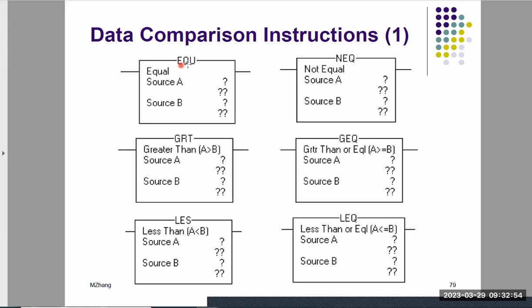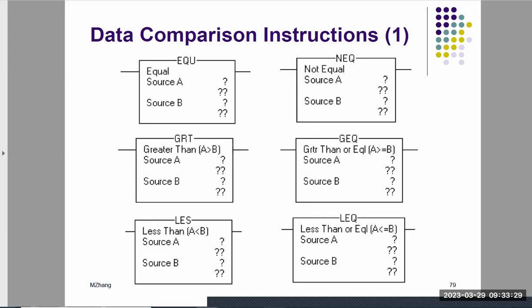So we can use EQU to represent equal. We are asking the PLC to check source A and B, between the 2 of them, if they are the same, or if they are not the same, not equal, or if A is greater than B, greater or equal to B, less than B, or less than or equal to B. Right, so there are also other options.